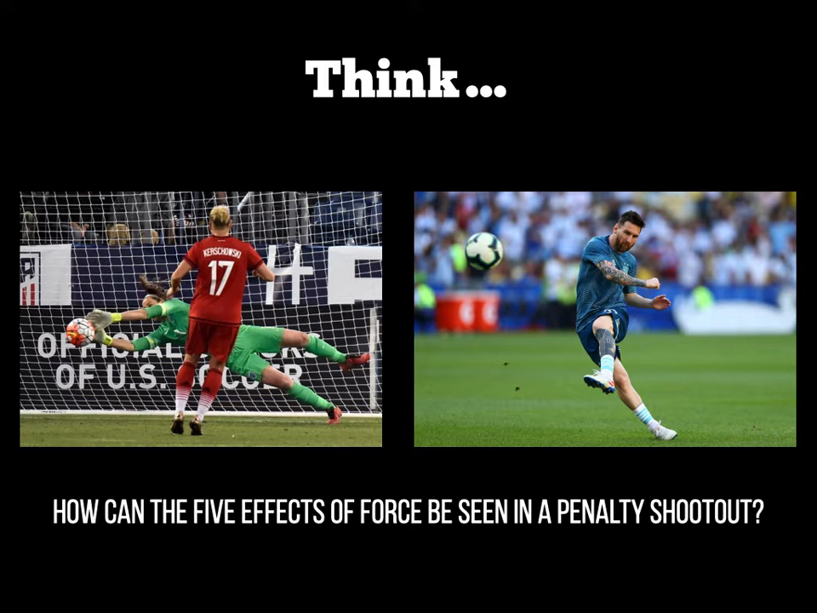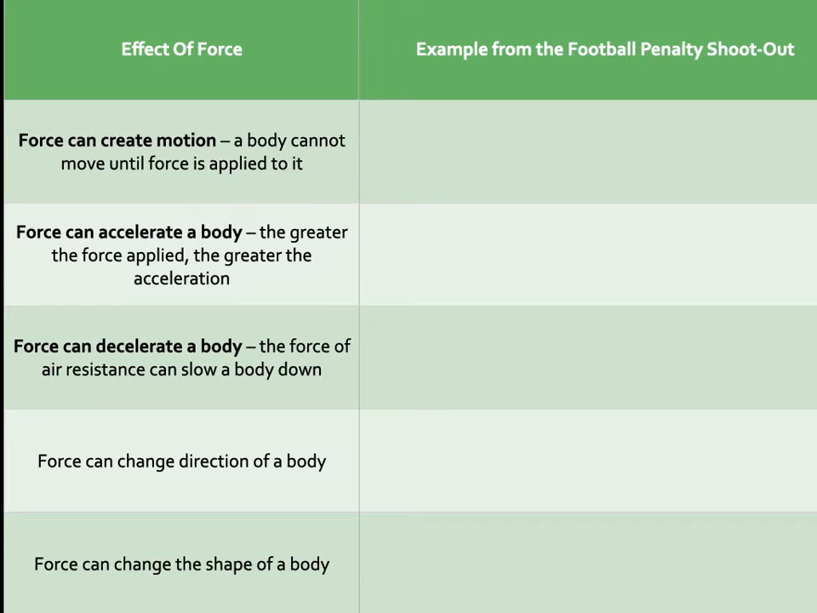And to do that, I'd like you to think about making a chart, such as this. So you can pause this screen, draw yourself a very simple chart, and look at the effects on the left. So what has happened to the ball to create motion? Give an example from the penalty shootout. Where has the ball accelerated, and how did it do that? Give an example from the penalty shootout. Where did the ball decelerate? Again, give an example from the penalty shootout. Anywhere where it changed direction, anywhere where the ball itself changed shape, you think, due to force being applied to it.